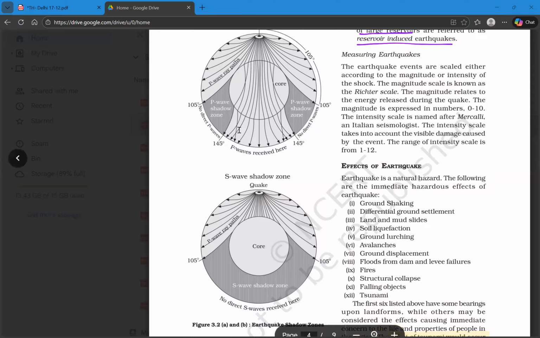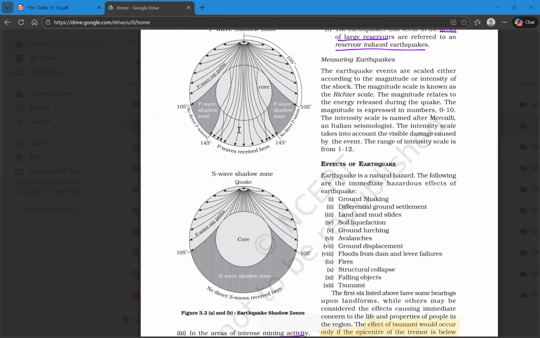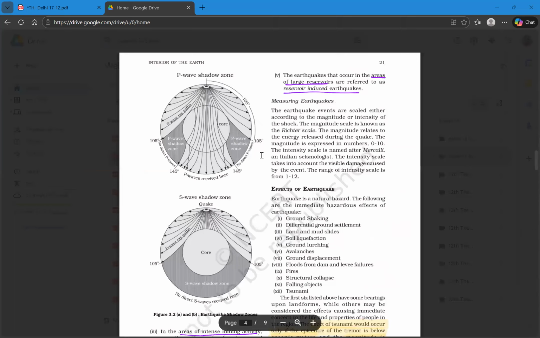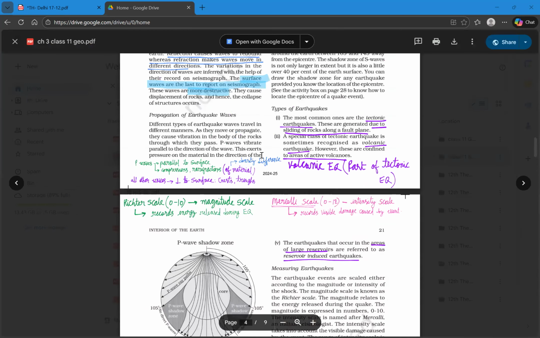And the similarities between P wave and S wave shadow zones are, there is a shadow zone between 105 degrees and 145 degrees in the P wave shadow zone on both sides, while anything beyond 105 degrees in the S wave shadow zone, there is no direct S waves received here. So the S wave shadow zone is larger than the P wave shadow zone, but in both the similarity is that it is a shadow zone between 105 degrees and 145 degrees. So this is how the study of waves helped scientists to construct the interior of the earth.